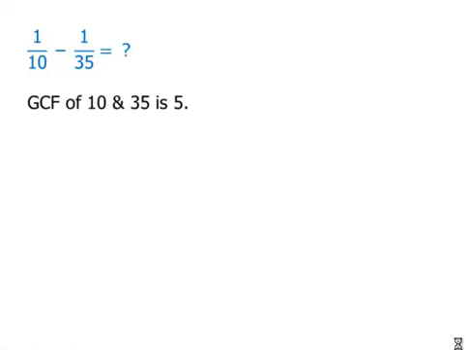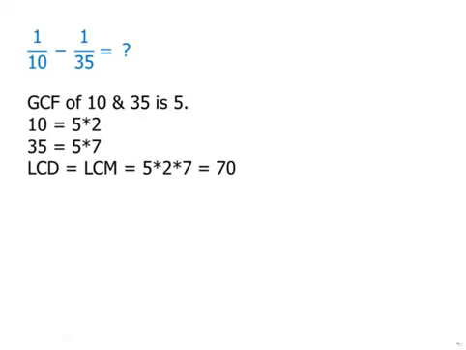So the first thing we're going to do is find the greatest common factor. And again, the greatest common factor here, you should not need a procedure. Just with number sense, you should be able to see that the greatest common factor is 5. Clearly, 10 is 5 times 2, 35 is 5 times 7. Multiply those three factors, and we get 70. That is the least common multiple, which is the least common denominator. 70 is the least common denominator.